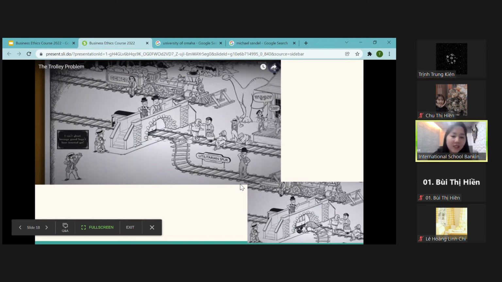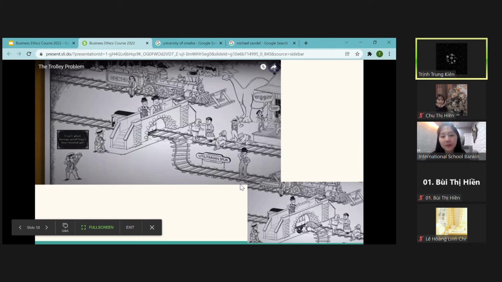This is very difficult to decide because it's a dilemma. But you have to make the decision. Would you push the fat man? In this case, I think the fat man does not deserve to die because he has his own line.